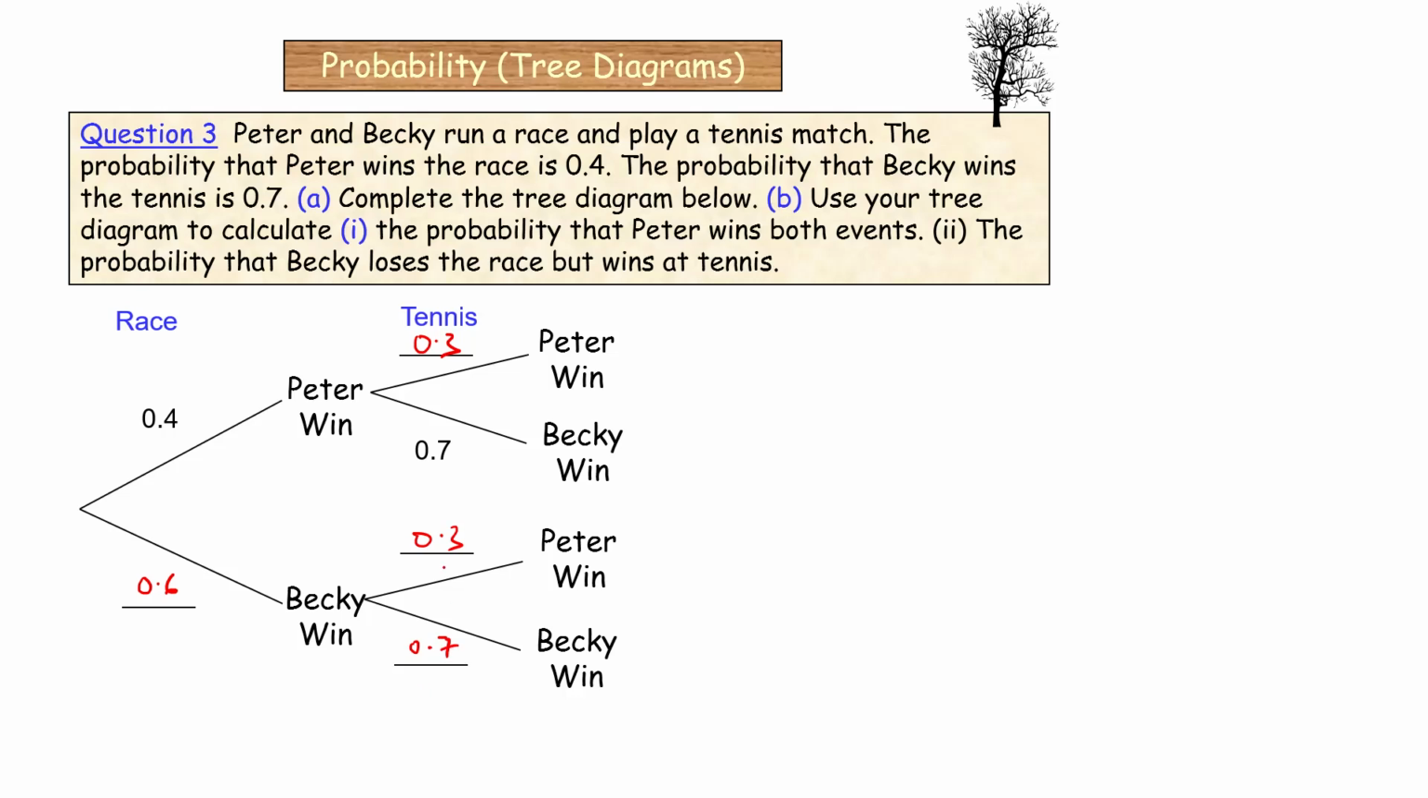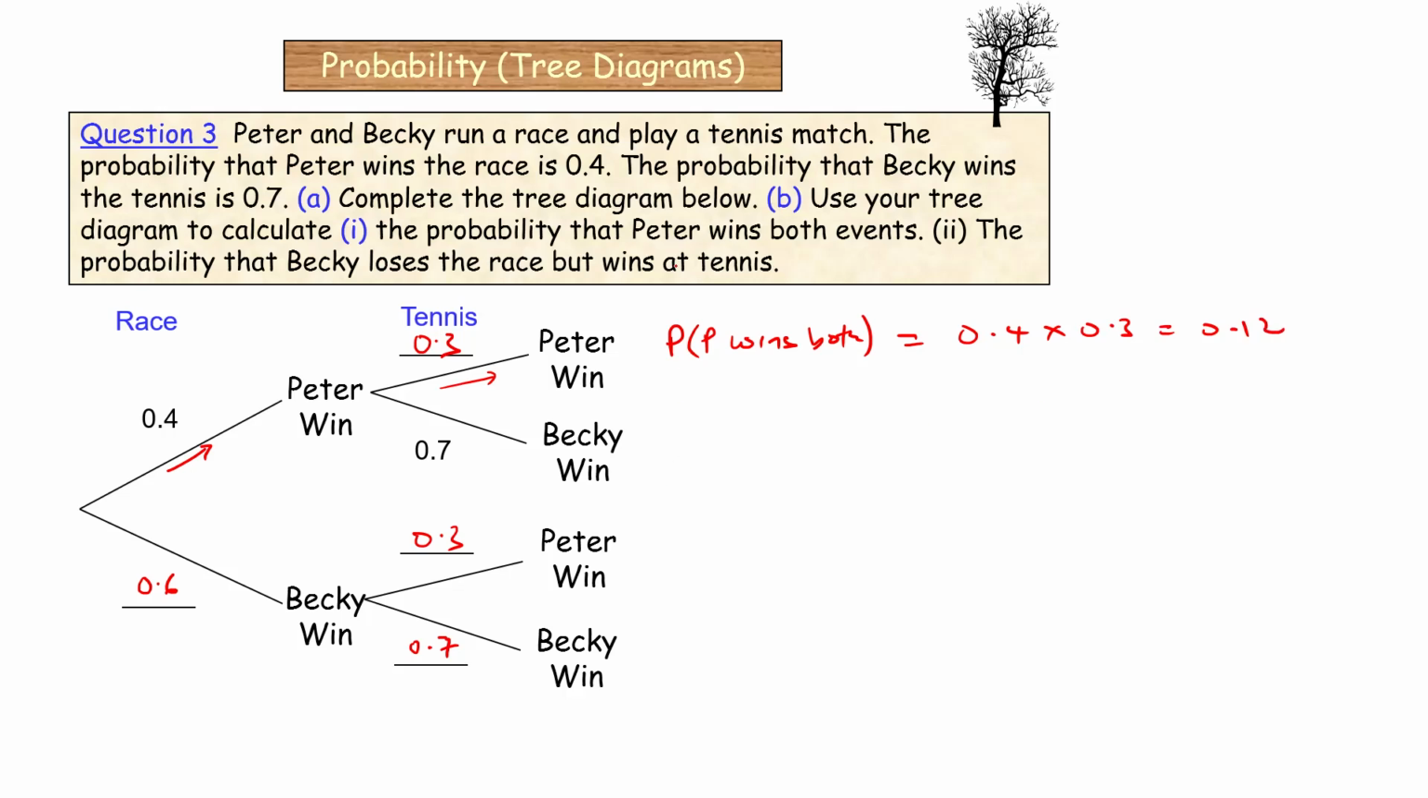Okay, so I is the probability that Peter wins both events. So the probability that Peter wins the race and then goes on to win tennis is going to be probability that Peter wins both. It's going to be given by 0.4 times 0.3, which is 0.12.